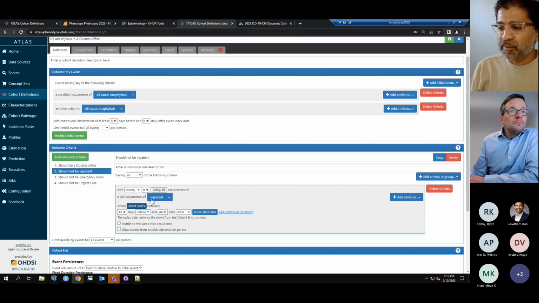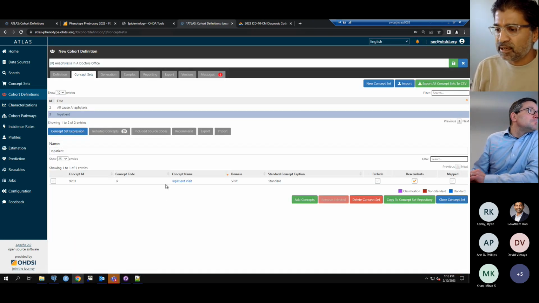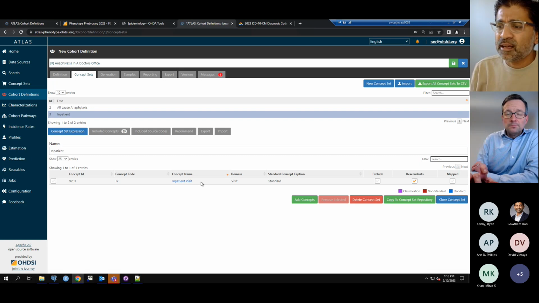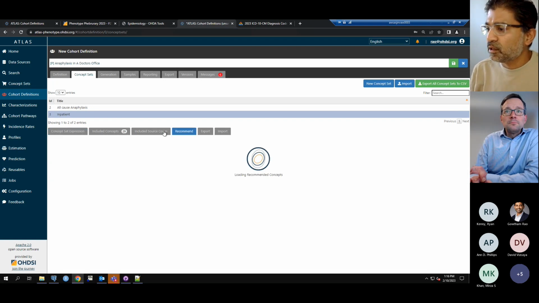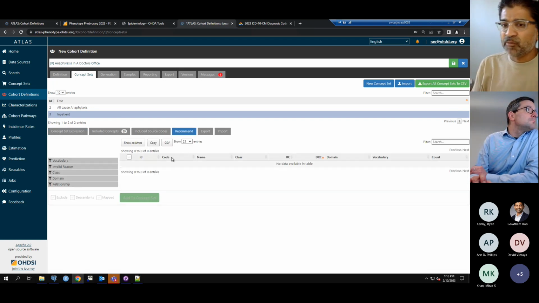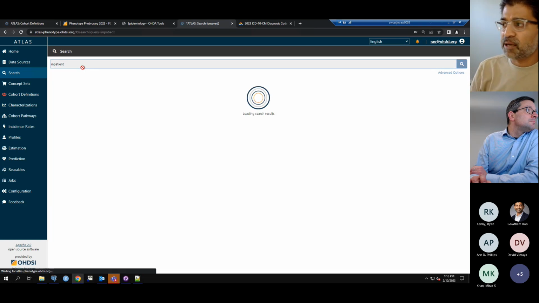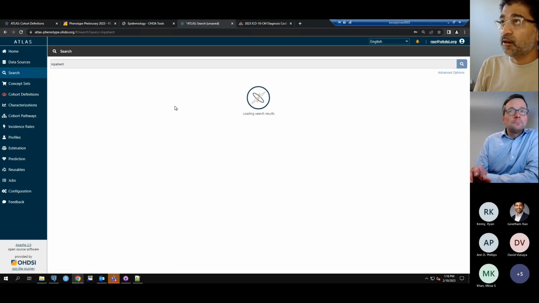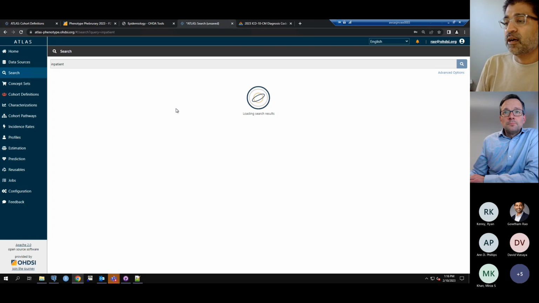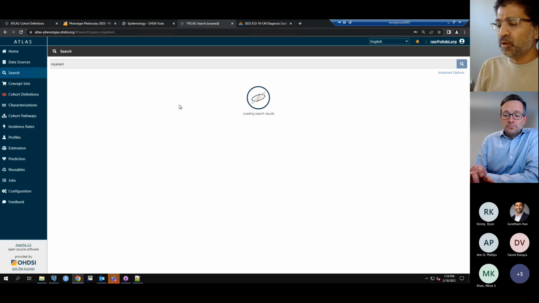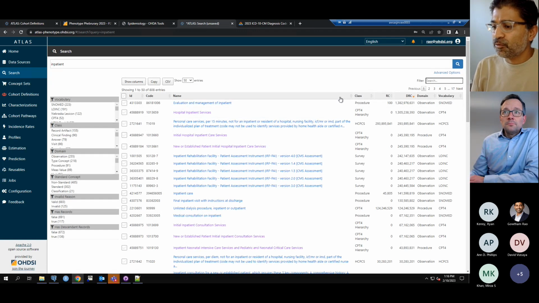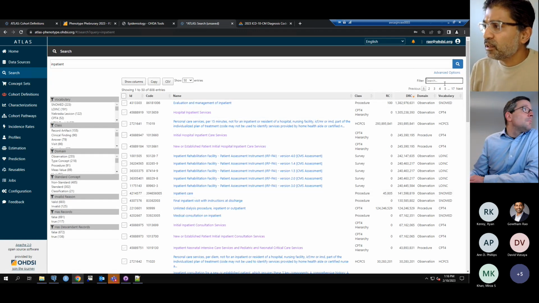And for this, I'm using a code set called inpatient visit. And there's also the inpatient ER. So in OMOP world, there are 2 main visit concepts for inpatient: inpatient, and one which is inpatient and ER. So I'm going to select those 2 to start out.